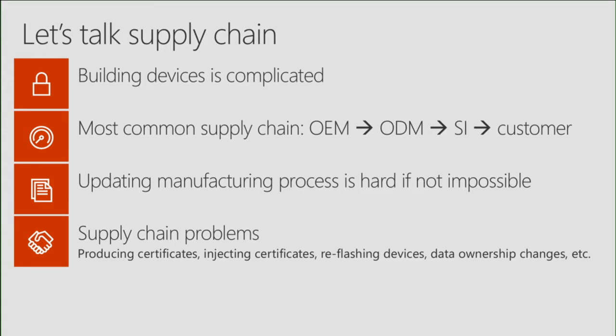So we need to fit into this existing supply chain, and we have to deal with the existing supply chain problems, such as producing certificates, injecting certificates into these devices, reflashing devices at every stage along the supply chain, and then dealing with data ownership changes as this device changes hands, and then synchronizing the backend databases at the end of the day. Now, the fun fact about that last bullet point is that there are unique companies for whom each and every one of those items, they pick one of those items, and that is their business plan. So that is what they do, is inject certificates, for one example.